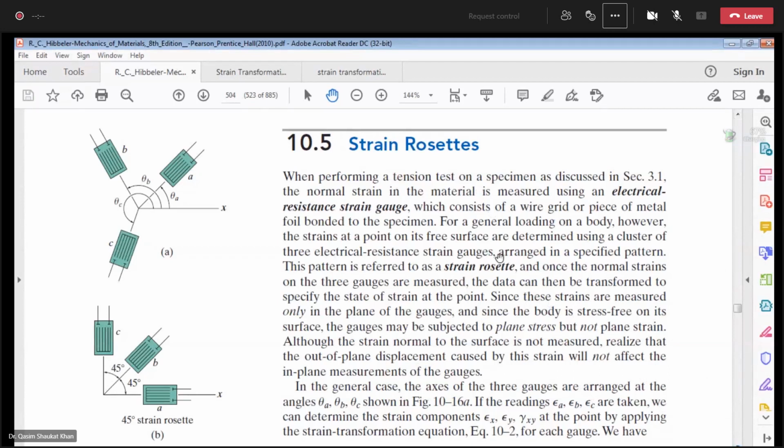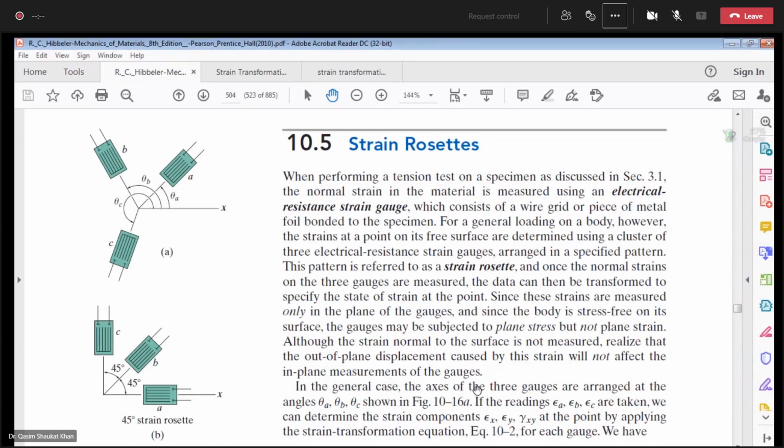Any questions from this whole paragraph? First thing, we have defined the electrical resistance strain gauges. The second thing is the strain rosette, which is a cluster of electrical resistance strain gauges, minimum 3. Then we have said that from this we get epsilon a, epsilon b, epsilon c, theta b, theta c. What we need from this raw data is to calculate the plane state of strain, that is, we need to calculate epsilon x, epsilon y and gamma xy, and from that data we can calculate the principal strains or maximum in-plane shear strain, which are of advantage to us.